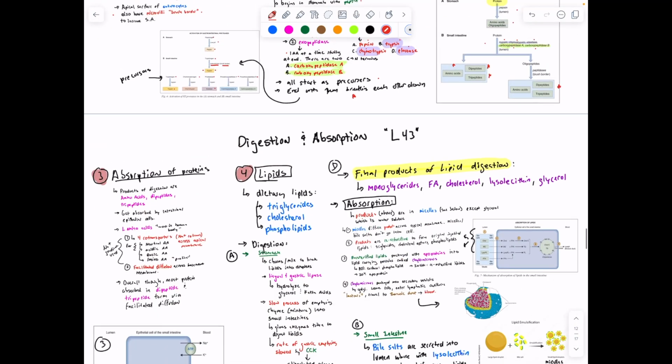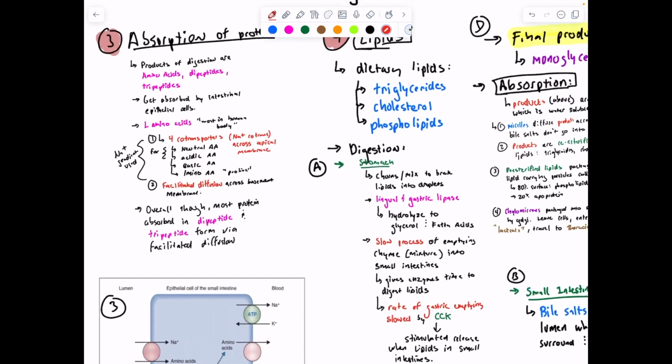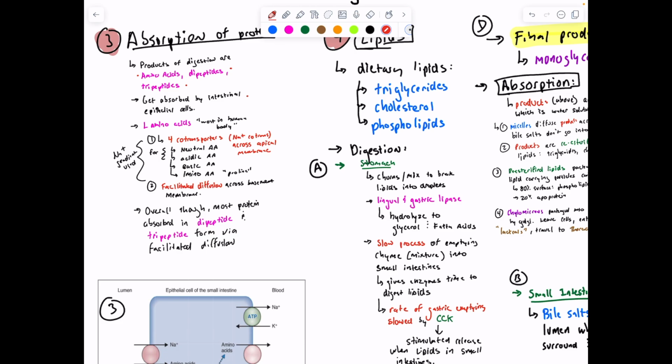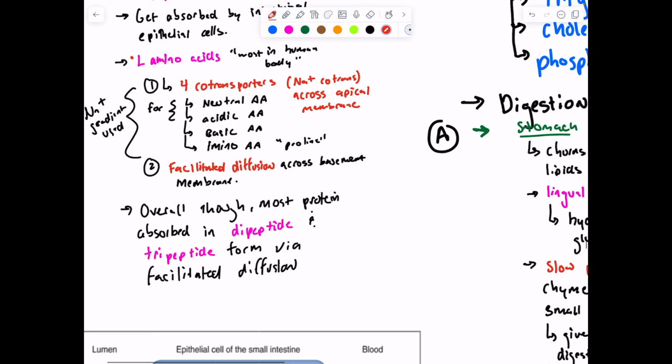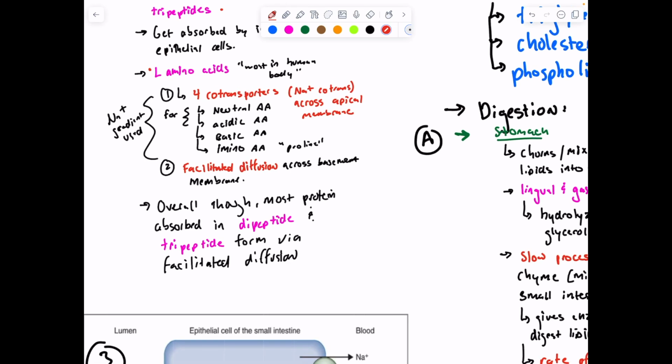Okay, so then we have our absorption of the proteins. Now that we're down to amino acids, dipeptides, and tripeptides, they're going to get absorbed by intestinal epithelial cells. The amino acids in the body are almost entirely L amino acids instead of D amino acids. Do you remember that from organic chemistry? In terms of actually getting into the cell, they're using the sodium ion gradient.